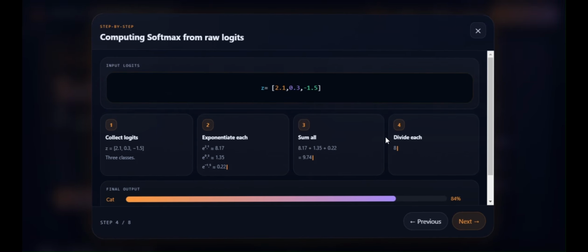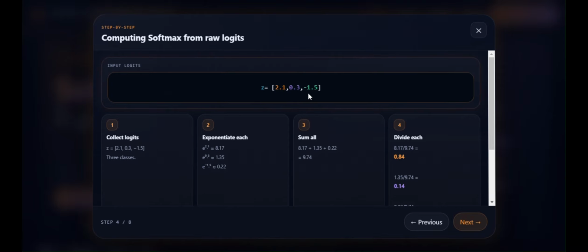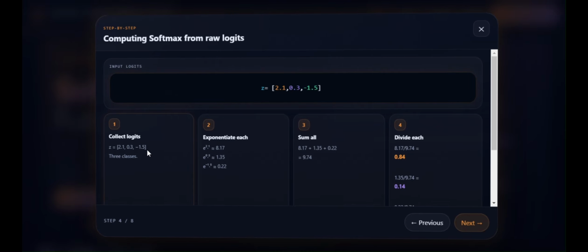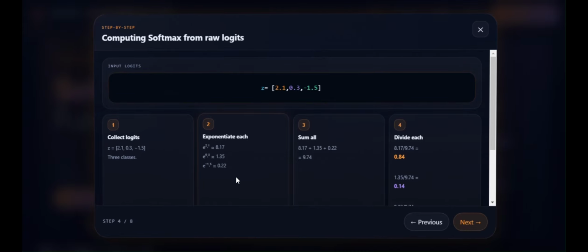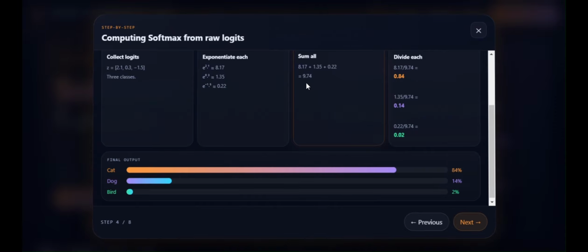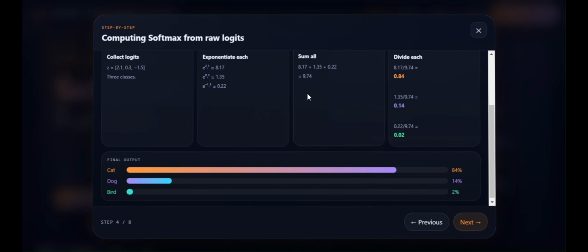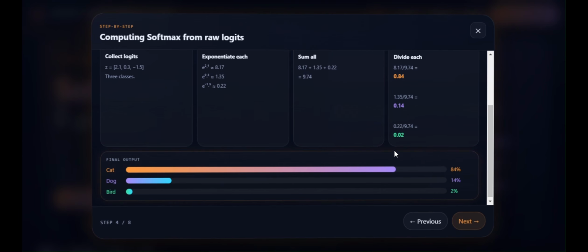Now, what does the step-by-step computation of softmax from logits look like? We'll be computing softmax using the logits 2.1, 0.3 and minus 1.5. First, we calculate the exponentials, which approximately become 8.17, 1.35 and 0.22. Next, we add them together to get 9.74. After that, we divide each of them by 9.74. So these exponentials are divided by the sum. These values now form a valid probability distribution.